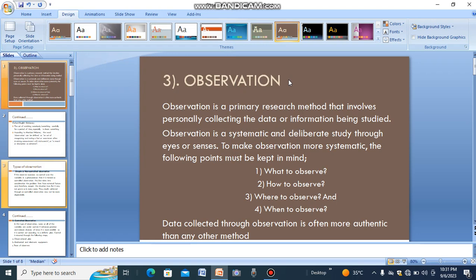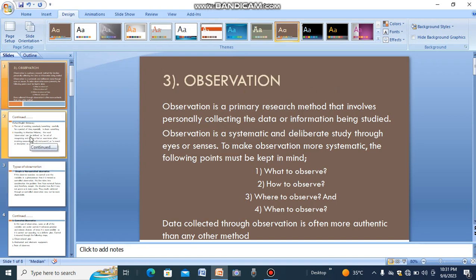In order to make it more systematic, certain points need to be focused, and these are what, how, where, and when to get himself or herself involved in a research. Data collected through the observation is often more authentic and more reliable.